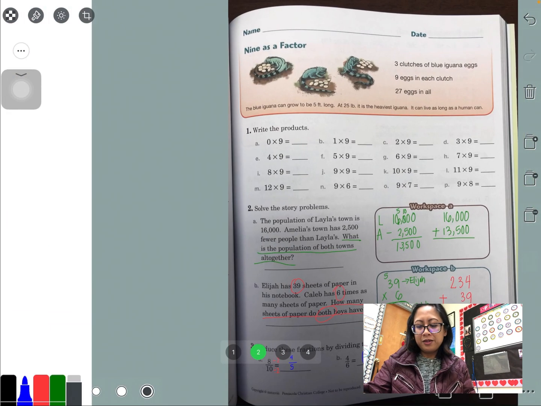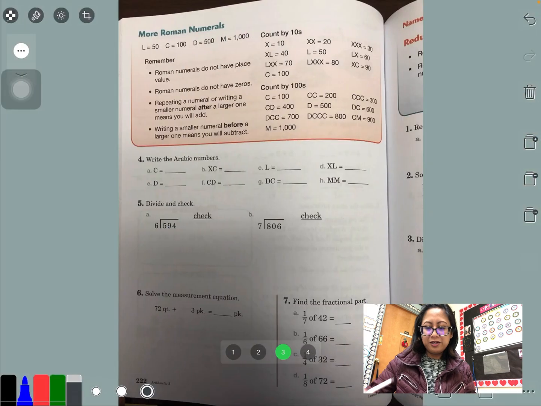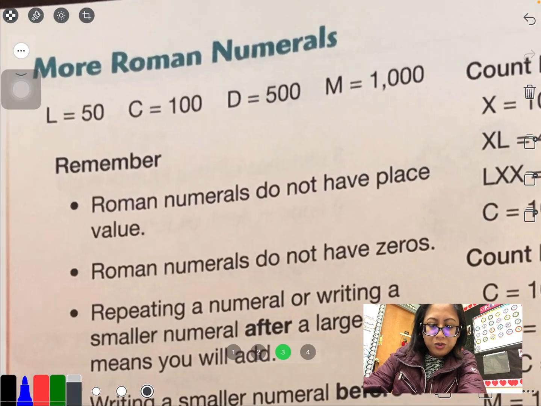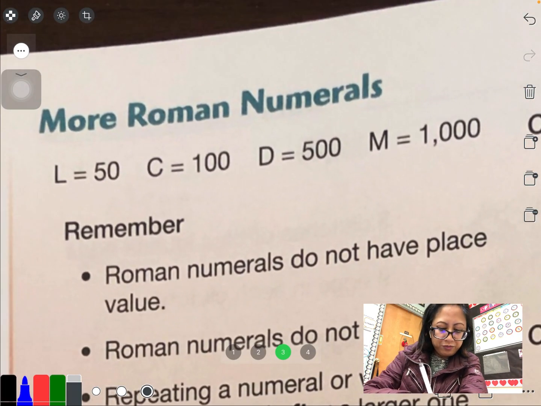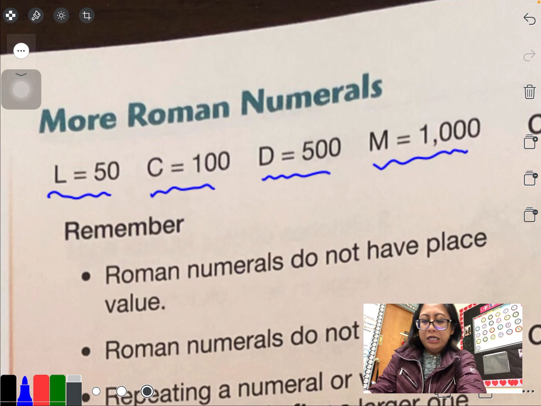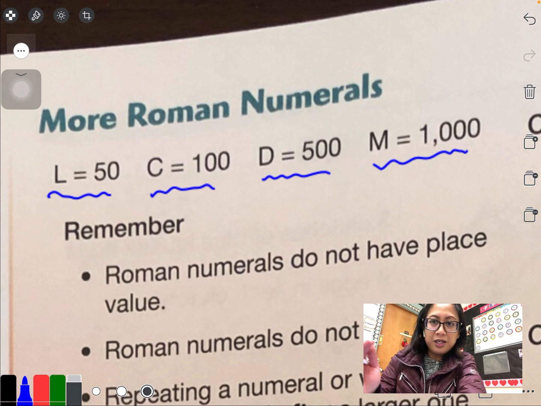Okay. Let's go to the back. Roman numerals, more, cool. Ooh, we're learning different ones. So here we're learning about L, which is 50, C, which is 100, D, which is 500, and M is 1,000. So you don't have to so much remember this. In the back of your book, I believe there's a guide of the Roman numerals, so you can use that.